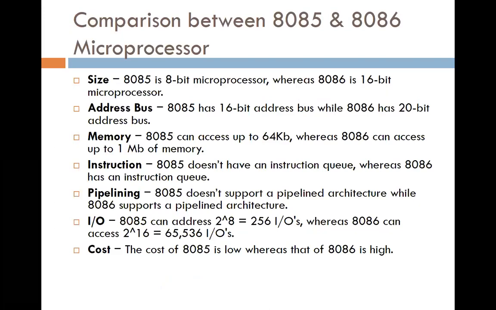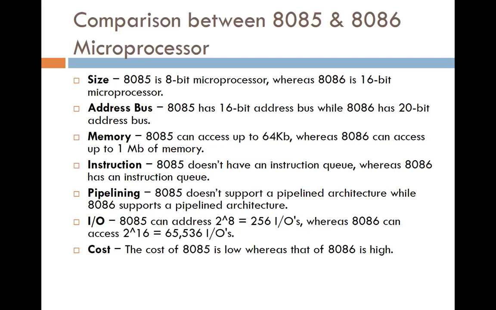Comparison between 8085 and 8086 microprocessors. We make the comparison based on size. 8085 is an 8-bit microprocessor, whereas the 8086 is a 16-bit microprocessor. Address bus: the address bus size in 8085 is 16-bit, but in the case of the 8086 it is a 20-bit address bus. Memory supported by 8085 is up to 64 kilobytes, 2^16, whereas the 8086 can access up to 1 MB of memory, 2^20 is equal to 1 MB.